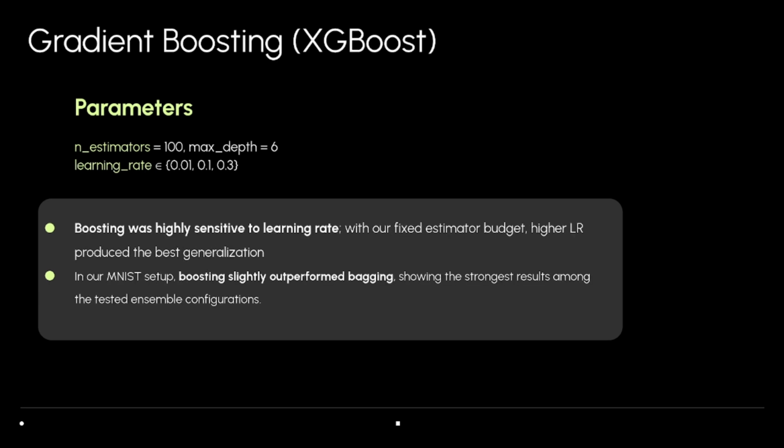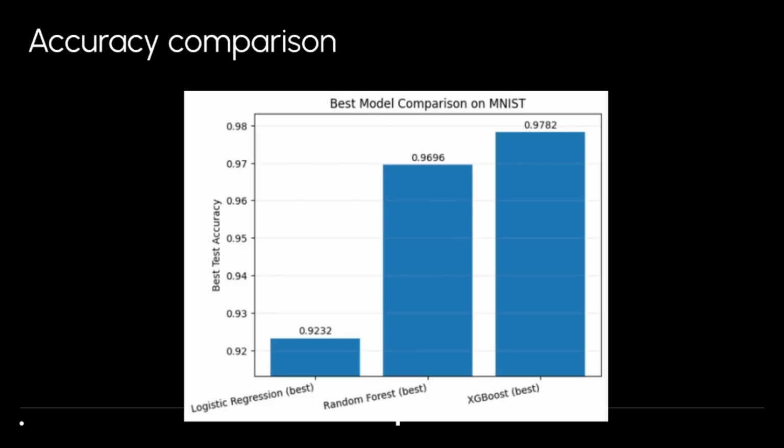Next, we have gradient boosting. We use XGBoost. Here we fix n_estimators at 100 and a max depth at 6 to isolate the effect of learning rate. The results were strongly sensitive to this parameter. A learning rate of 0.3 reached our best boosting result at 0.97. So with that, we can say that higher learning rates give a better performance in our setup. And here we can see the tree ensembles significantly outperform linear baselines, and boosting obtains better accuracy.